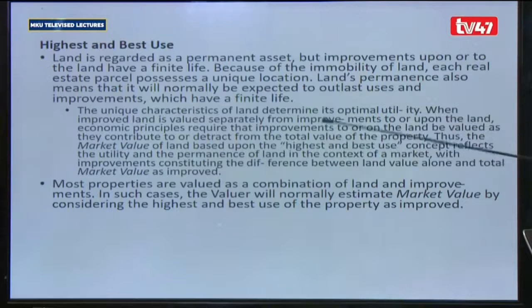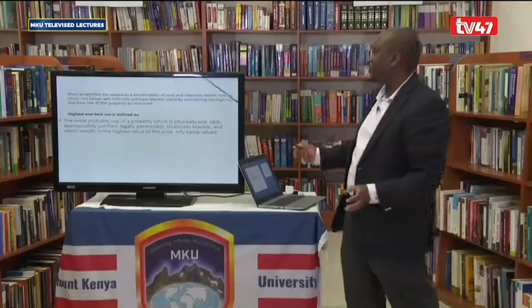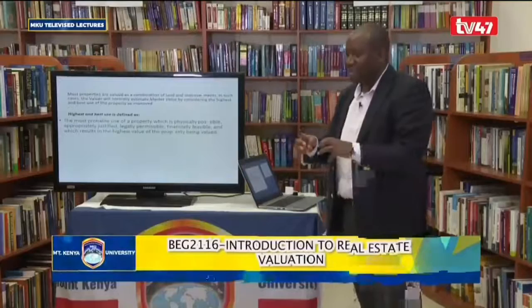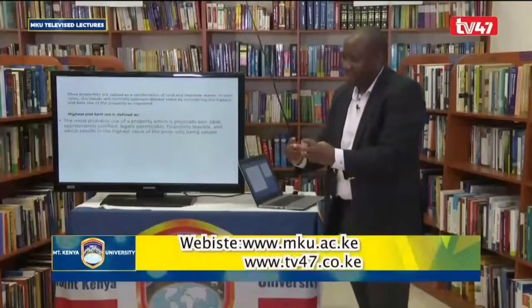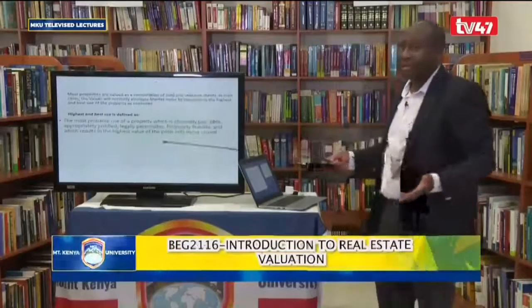So the unique characteristics of land determine the utility of land. And therefore, it is important to get what is optimal utility of land. Most properties are valued both in terms of the land itself and the improvements. So the valuation is a combination of the land and the improvements thereon. When properties are valued as a combination, then the value is higher than when land is valued separately and improvements are valued separately. So one would ask, what is the highest and best use of a property so that the combined value of the improvements for that use and the land is optimal, at its highest? That becomes a question, and therefore the need to define what is the highest and best use of land.